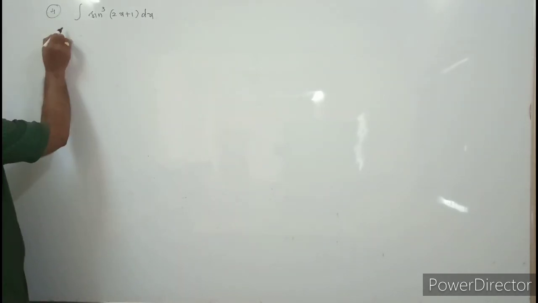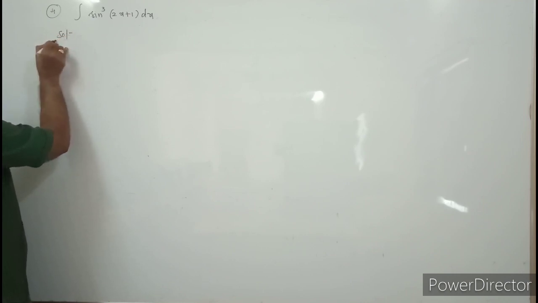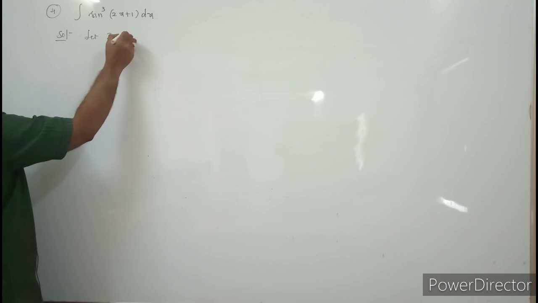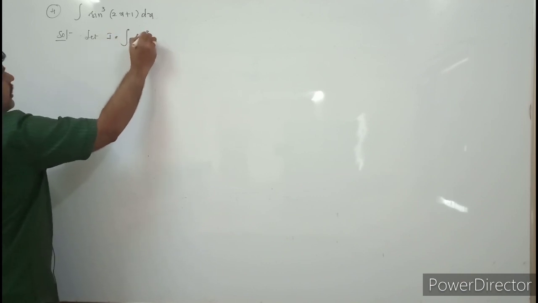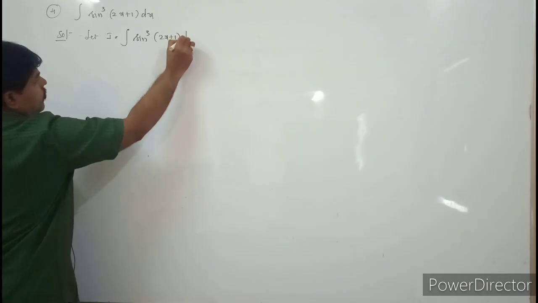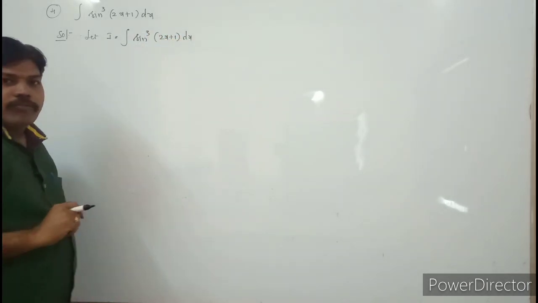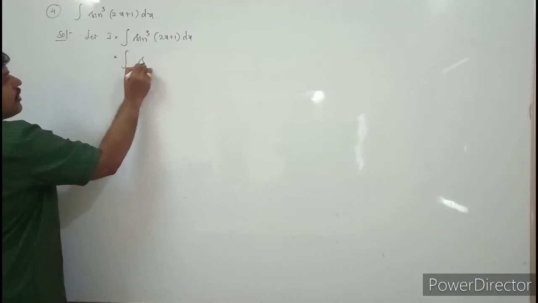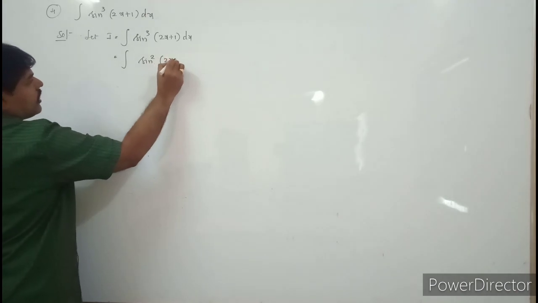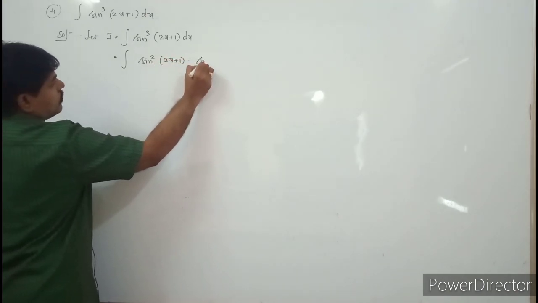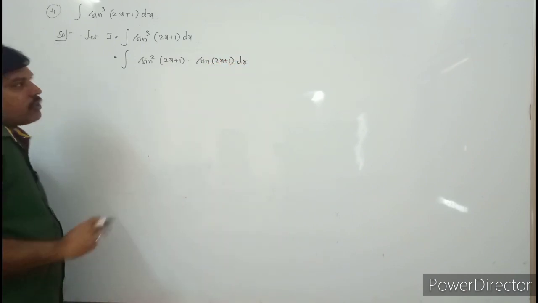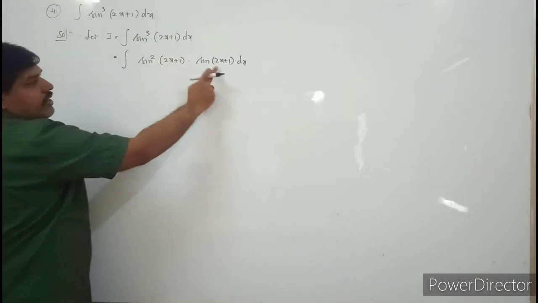So see the solution. First we will take let I is equal to integral of sine cube of 2x plus 1 into dx. So that is equal to integral of this sine cube, you can write as sine square of 2x plus 1 into sine of 2x plus 1 into dx. So what I did is, sine cube, I wrote as sine square into sine.